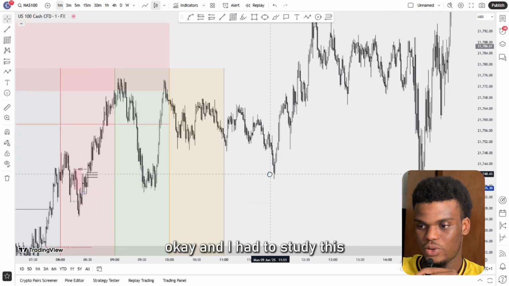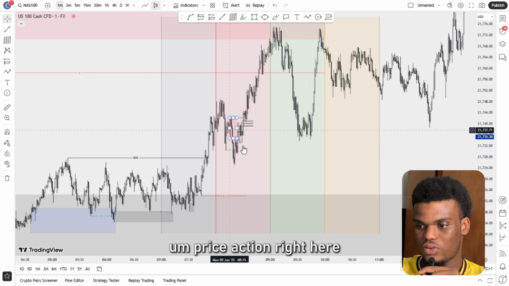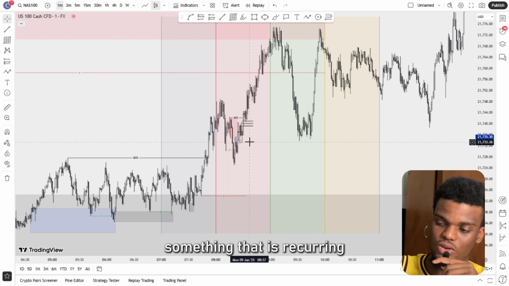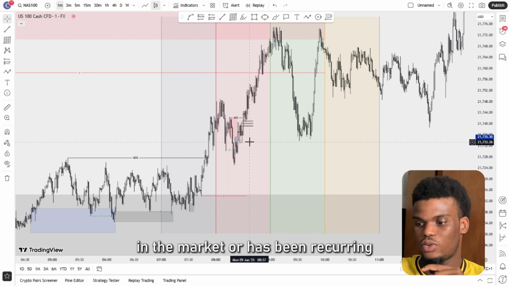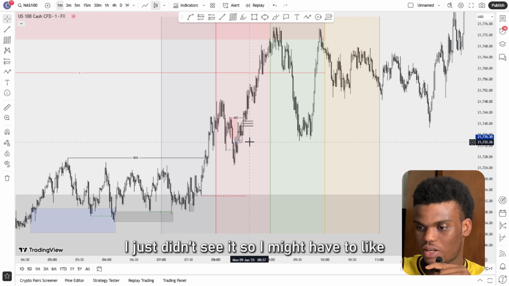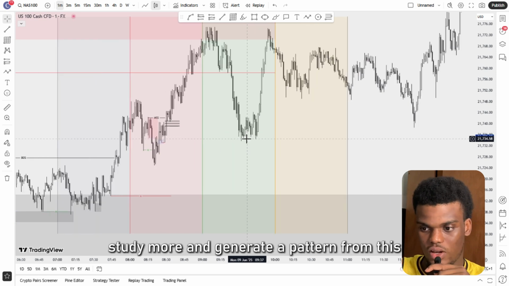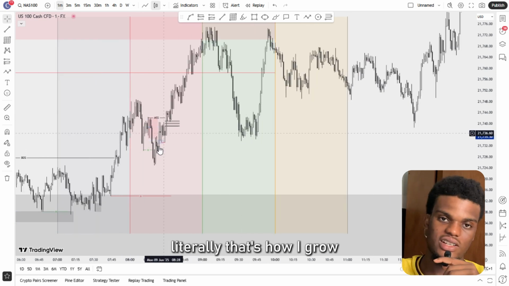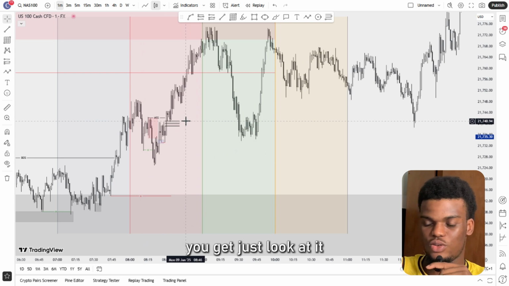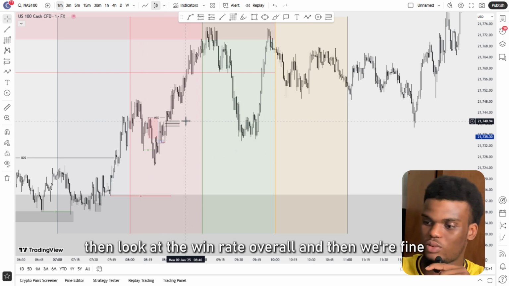Okay, and I had to study this price action right here, and I realized that it's actually something that is recurring in the market or has been recurring. I just didn't see it, so I might have to study more and generate a pattern from this. Literally, that's how I grow. I just look at it and look at the win rate overall, and then we're fine.